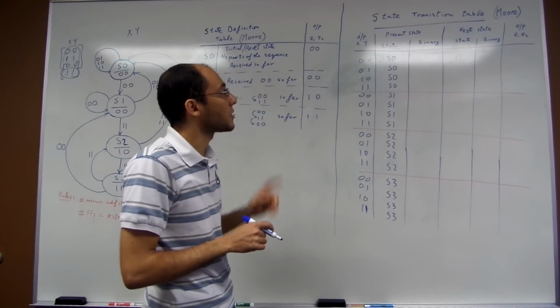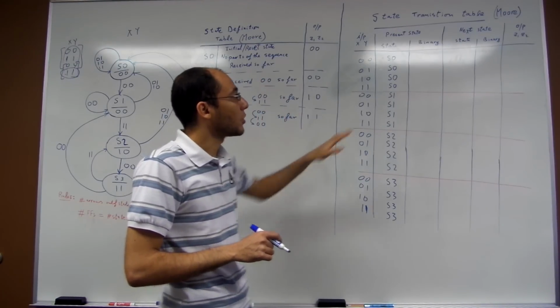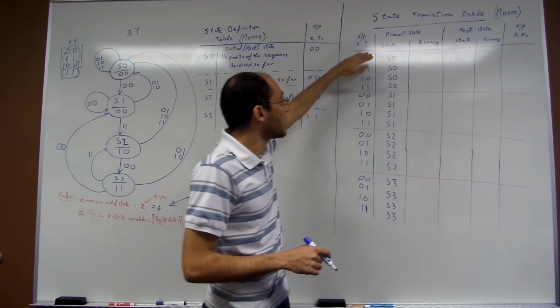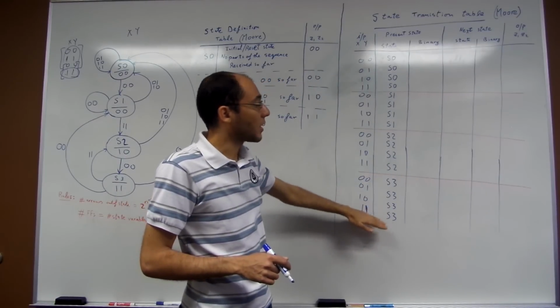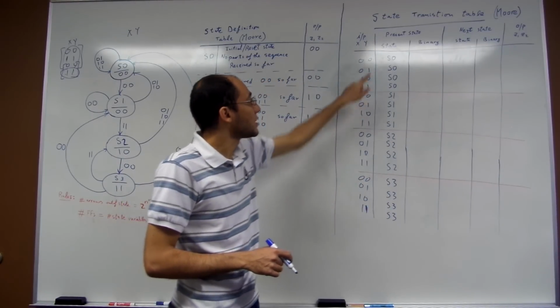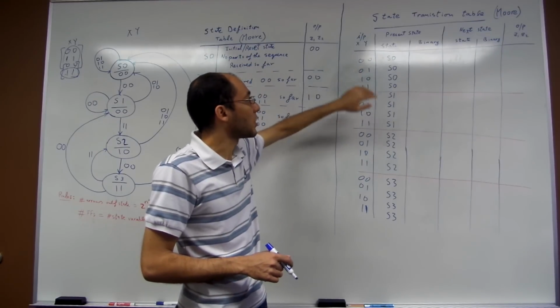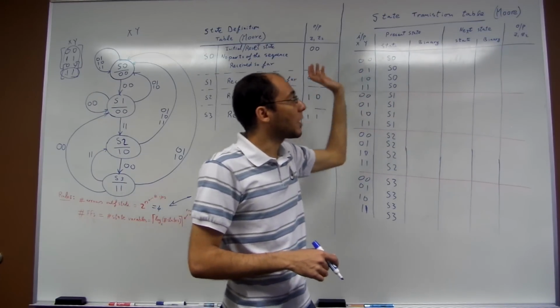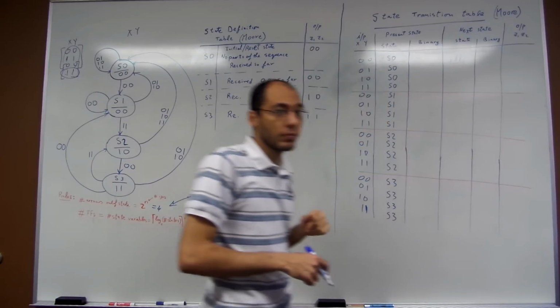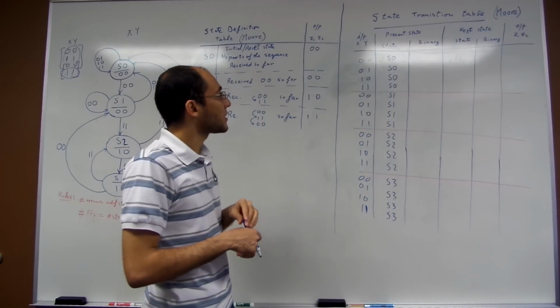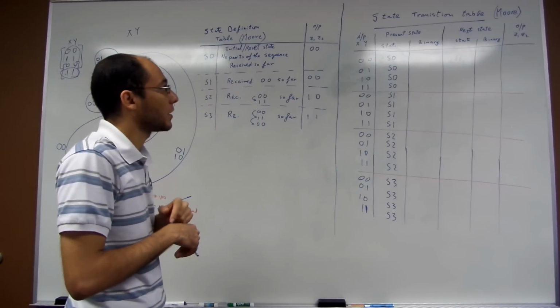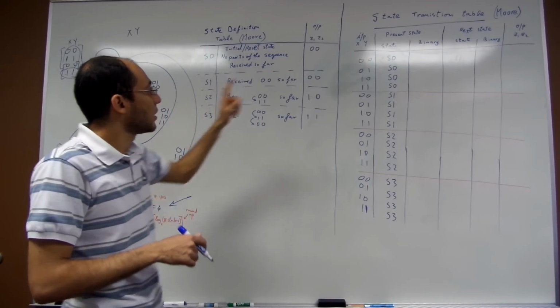Let's fill in the next state first. In the Moore machine, when you fill in the state transition table, you fill in the present state and the input first, the way that I've done it. States and then inputs, with 4 inputs associated with each state. Then fill in the next state, and after that, you fill in the output. Do not fill in the output while filling in the next state. Fill in the next state first.